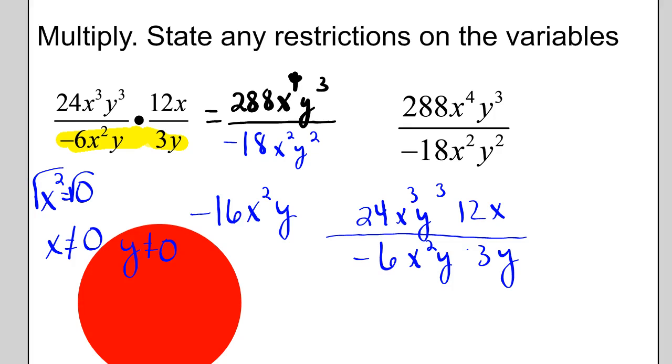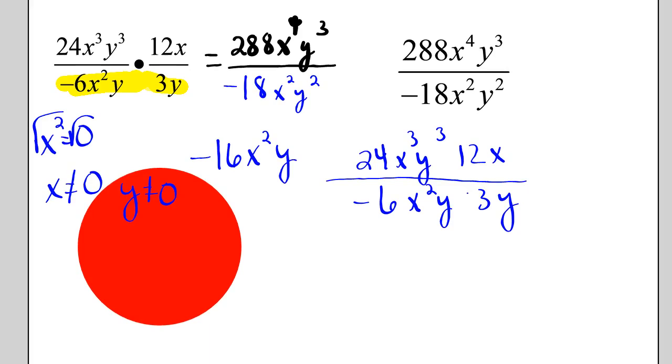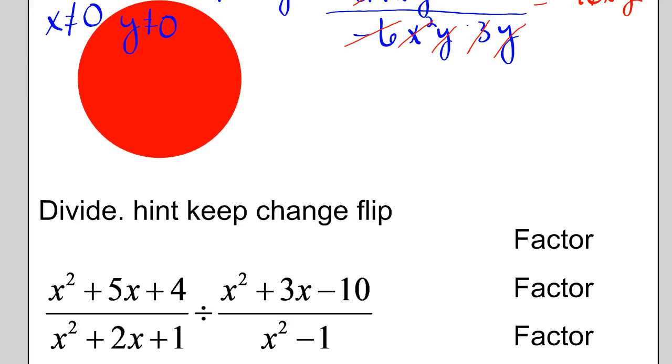So what would happen is, since this is all multiplication, how many times does -6 go into 12? -2 times. How many times does 3 go into 24? 8 times. How many times does x squared go into x cubed? That's a 1. And these y's simplify, and that's a 1. So I'm left with 8 times -2 is a -16. And then I'm left with an x times an x, which is an x squared y. So you can do that either way. Both are valid. The next thing we should take a look at is how to divide.